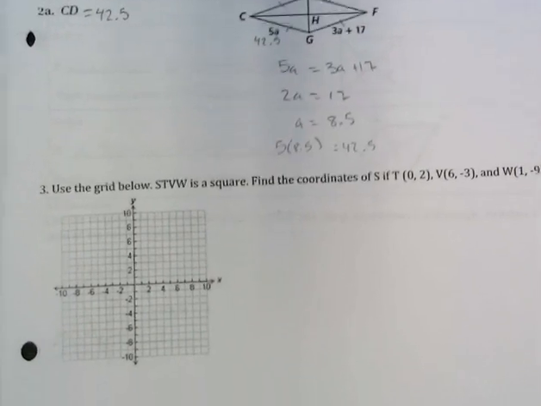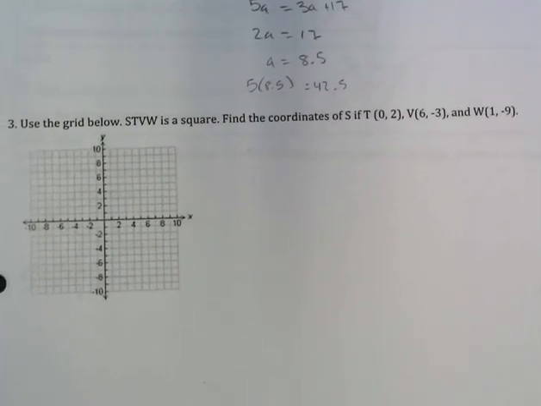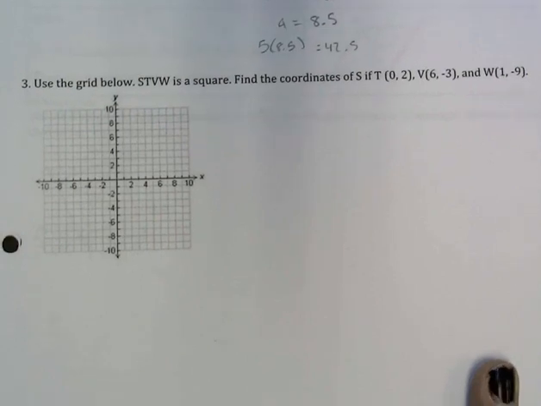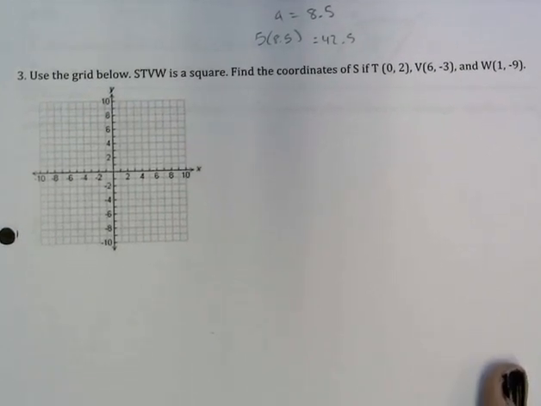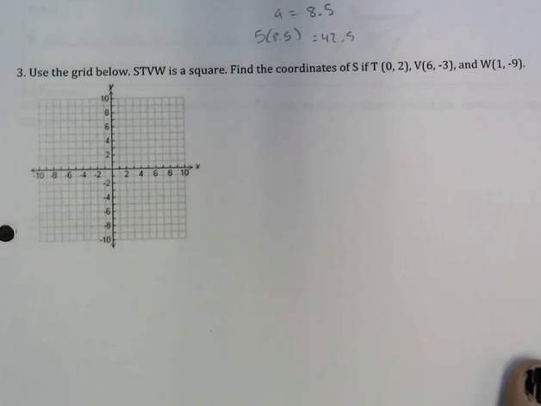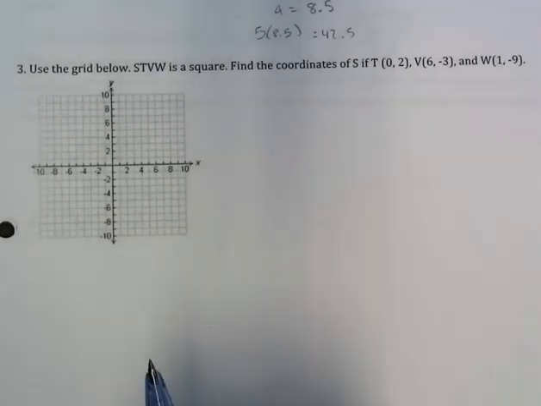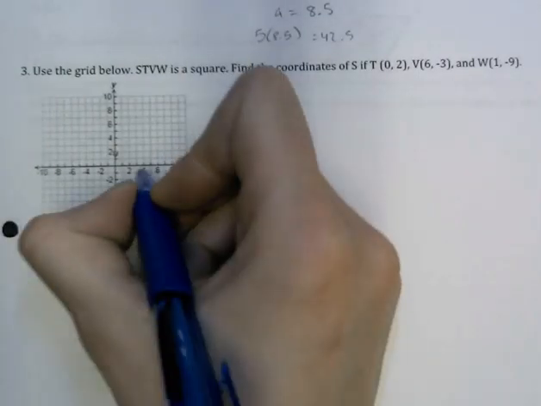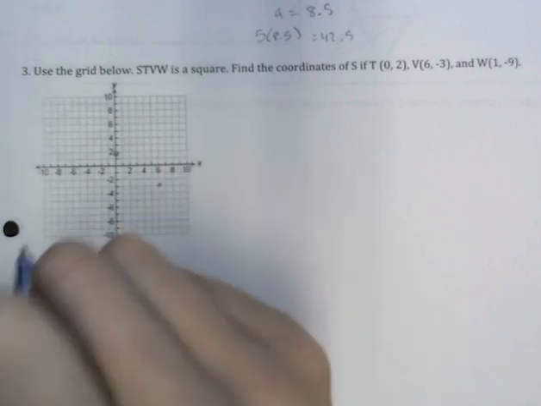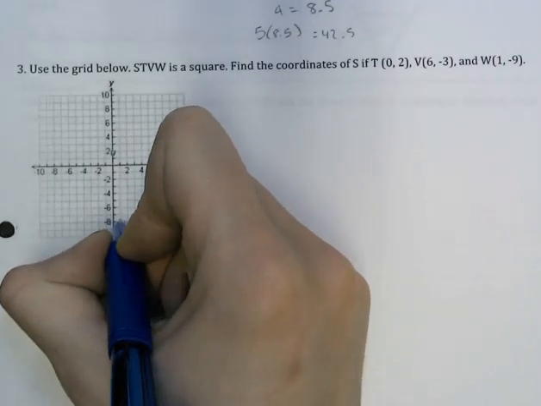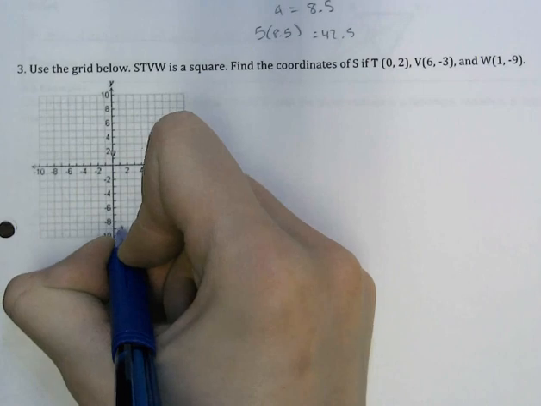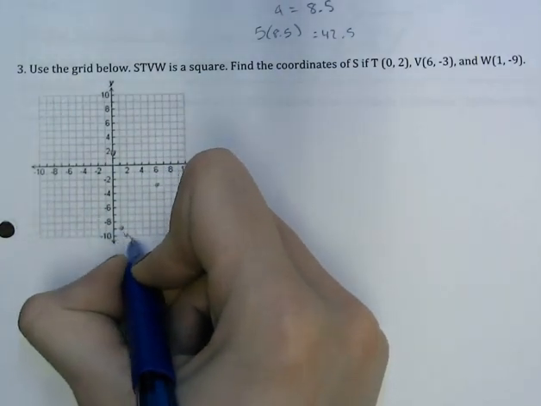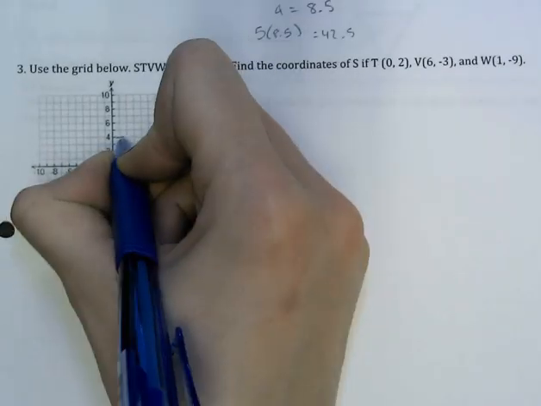Okay, lastly we have a square. Now a square, remember, is both a rhombus and a rectangle combined, so it has all those properties in one. We're going to have a quadrilateral. They're giving me 3 of the coordinates and they want me to find the 4th. So we've got T at (0, 2), V at (6, -3), and W at (1, -9). So I've got W, V, and T.